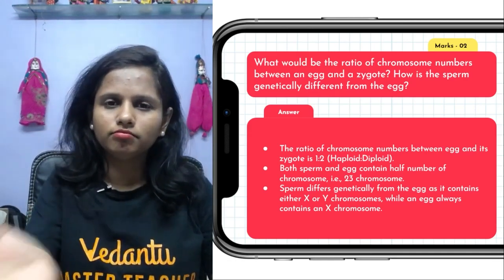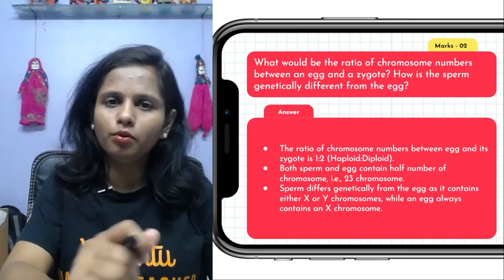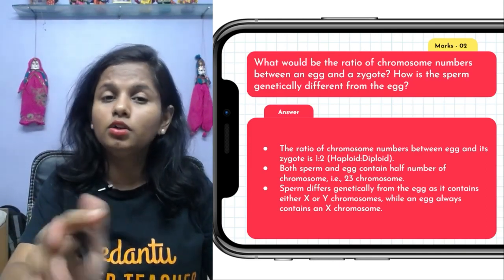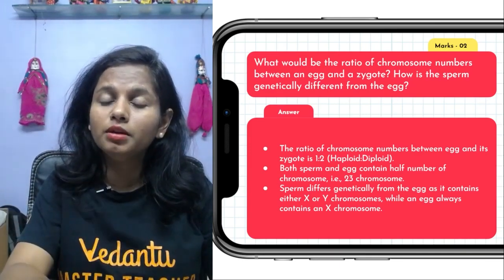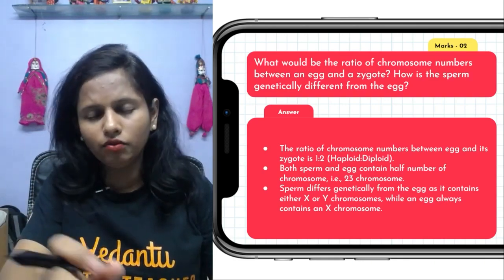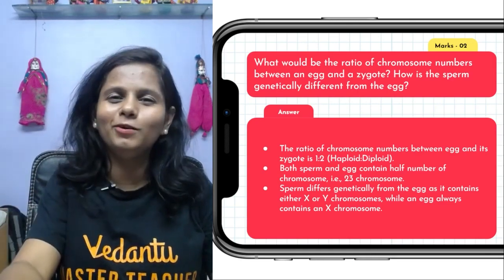So you mention one is the egg cell, the other one is the sperm cell. Both are haploid, and you can tell the genetic differences. There are two types of sperm cells formed in the male body, one carrying the X chromosome and the other carrying the Y chromosome. I hope this helps.